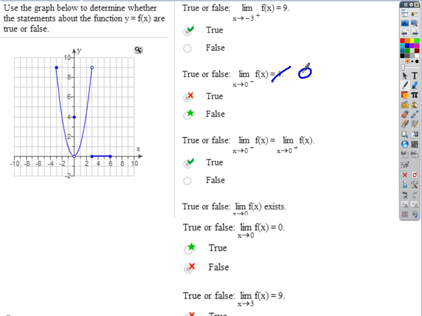Okay? Make sense? Questions on that? Because you got to remember, the limit is about where the ant thinks he's going to be, not at all where he actually is going to be.